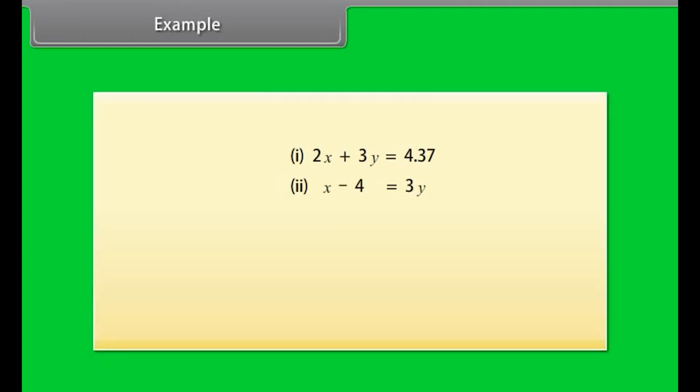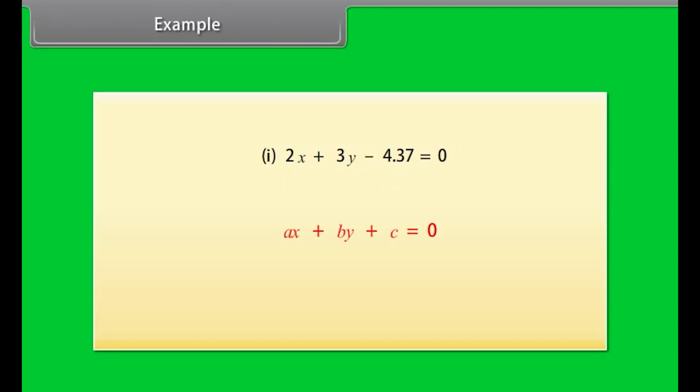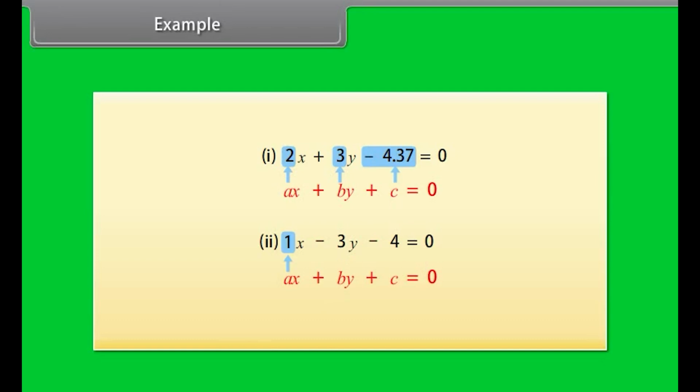Let's now write these equations in the form ax plus by plus c is equal to 0. The first equation can be written as 2x plus 3y minus 4.37 is equal to 0. Here, a is equal to 2, b is equal to 3, and c is equal to minus 4.37. The second equation can be written as x minus 3y minus 4 is equal to 0. Here, a is equal to 1, b is equal to minus 3, and c is equal to minus 4.